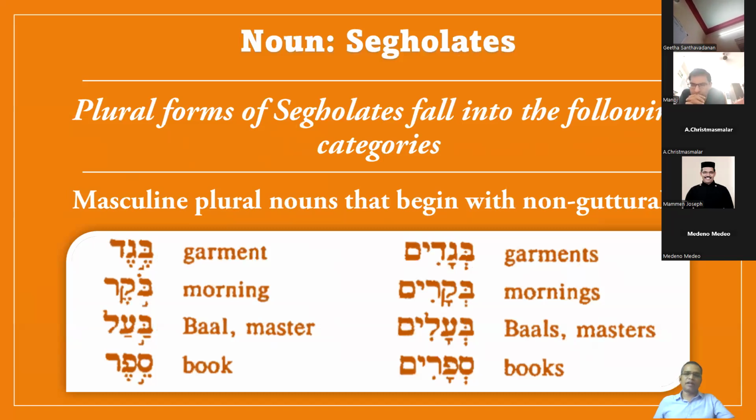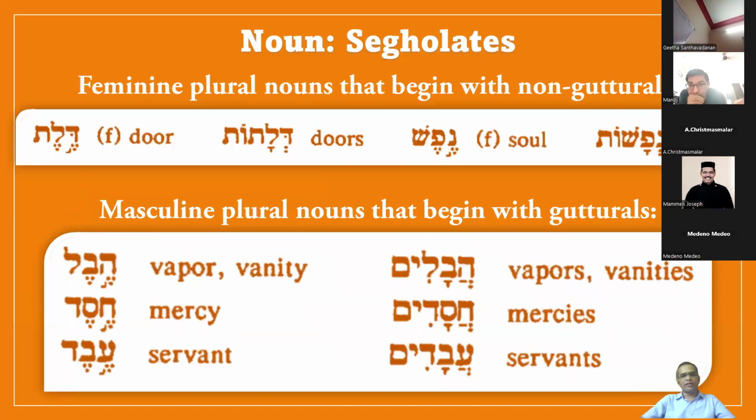Sefer becomes Sefarim. Some sort of uniformity can be seen here. On the left-hand side you can see that the initial consonant bet is with segol, bet with holem, bet with pataḥ, and samekh with tsere. But when they become plural nouns, there is a sort of uniformity. So these are plural nouns that begin with a non-guttural.